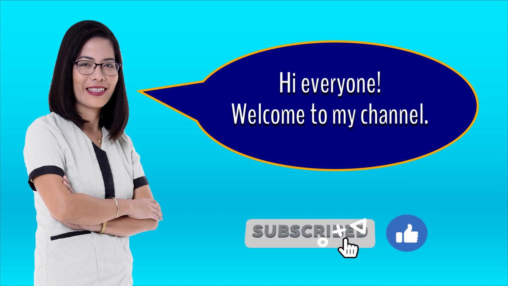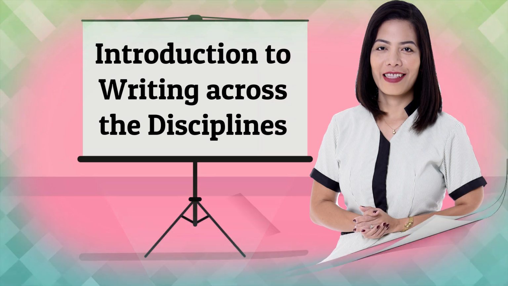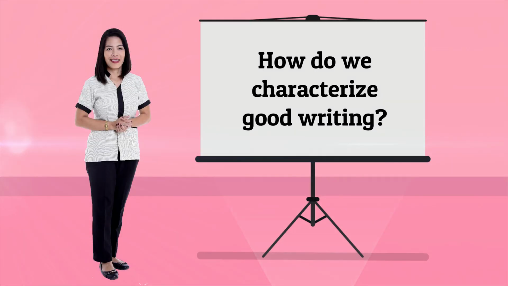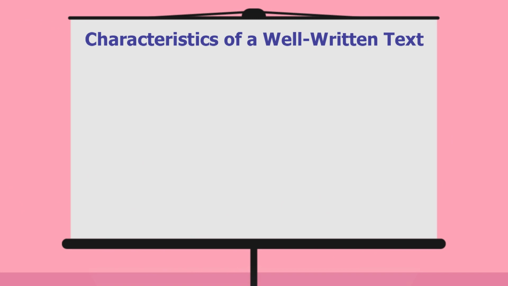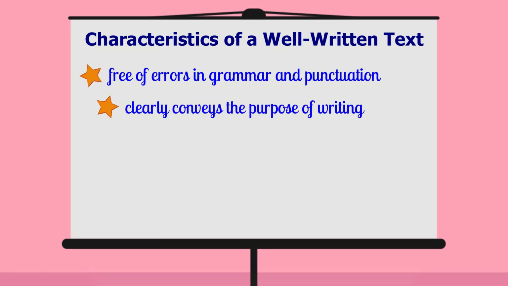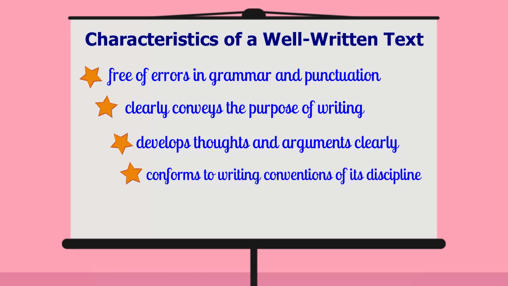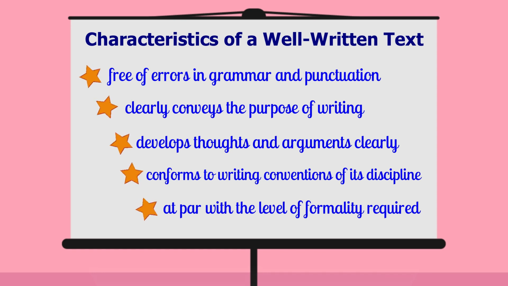In this video, we will take up the introduction to writing across the disciplines. How do we characterize good writing? We consider a well-written text when it is free of errors in grammar and punctuation, when it clearly conveys the purpose of writing, when it develops thoughts and arguments clearly, when it conforms to writing conventions of its discipline, and when it is at par with the level of formality required.